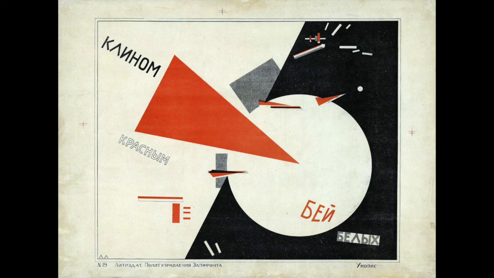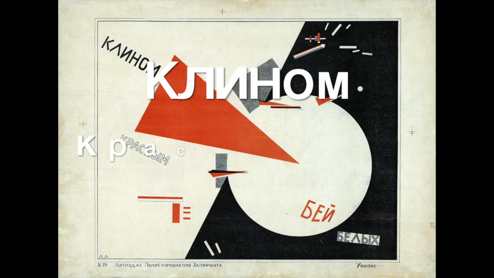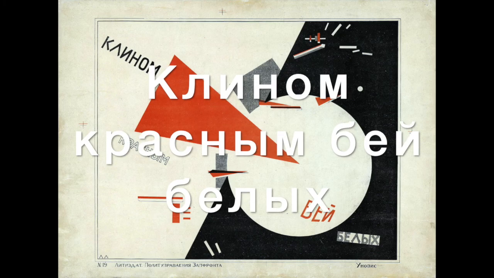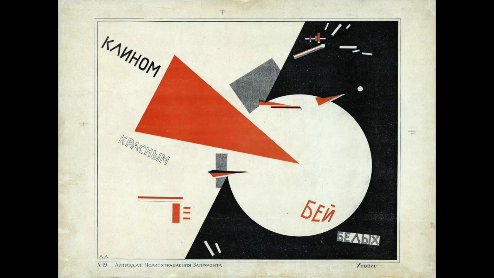Okay, anyway, the slogan here is "Klinem krasnym bei belykh." The bei belykh part, there's the main verb. It means strike the whites, again the anti-Bolshevik forces. Strike the whites. That, by the way, is an accusative plural, an animate accusative plural, which looks like the plural genitive form. So again, that's something we'll learn in book 2. So anyway, strike the whites.